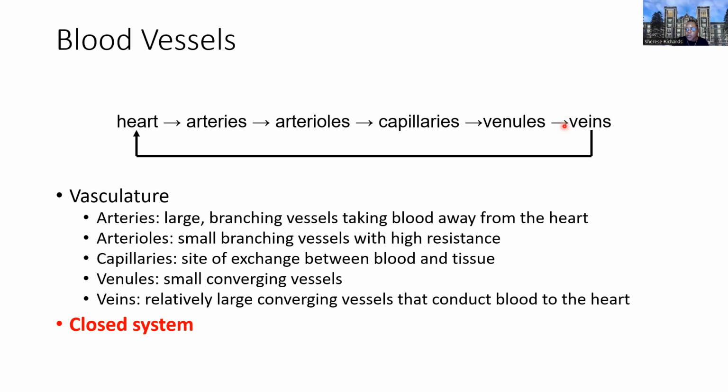Okay, so veins are going to have the direction back to the heart, and they're going to be bringing that blood that is picked up from venules and capillaries back to the heart.